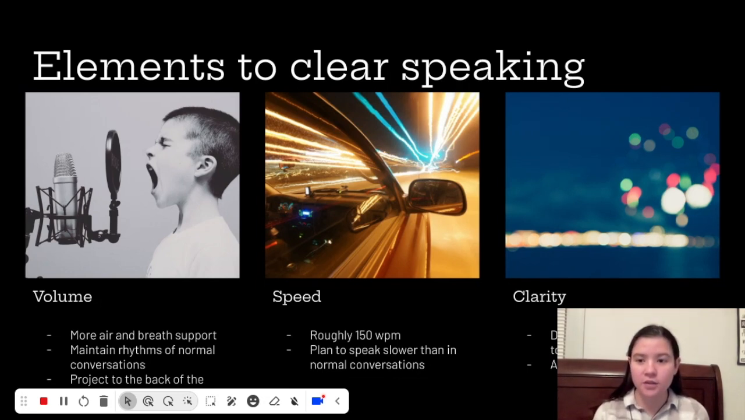The key factor with this is more air and breath support. Without this, you might sound like you're yelling, or you're going to feel like you're constantly out of breath, and it's not going to be healthy for your voice to try and speak loudly in that way.